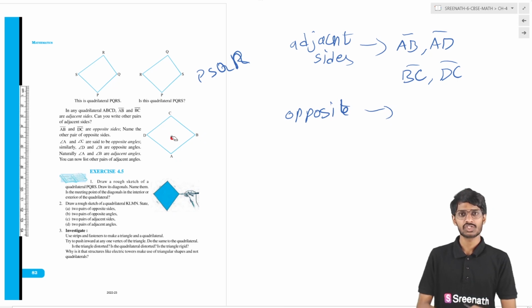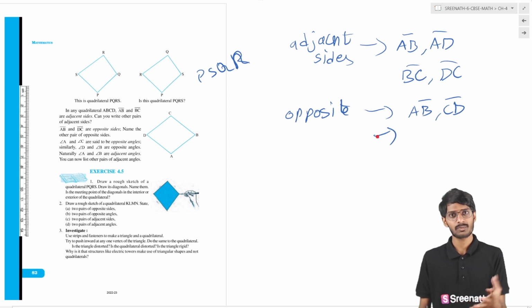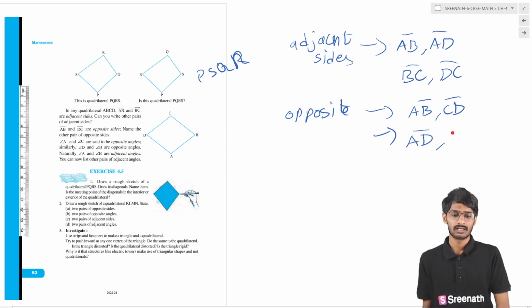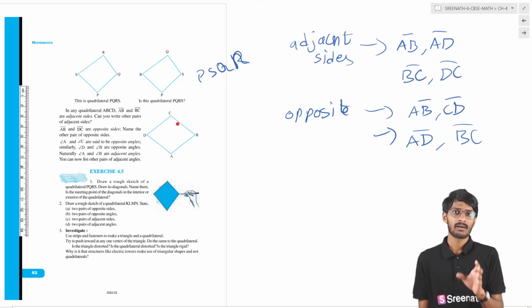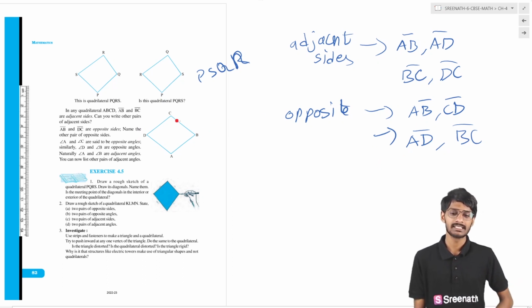Now, the sides which are not adjacent, we call as opposite. So AB, comma CD are opposite sides. What is another pair of opposite sides? That is AD and BC. AD is a side and AB is adjacent to this, and DC is also adjacent to this, but BC is not adjacent to this AD. So we call BC the opposite side to AD, students. So AD comma BC are one pair of opposite sides, and AB comma CD are another pair of opposite sides.